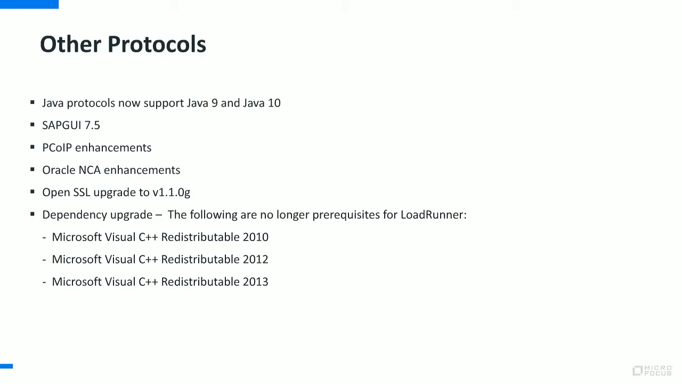For the PCoIP protocol, we actually enhanced the desktop pool support with the ability to sync on bitmap timeout per step. For the Oracle NCA protocol, it now actually has a new runtime setting that enables connecting to one or more multiple IP addresses. We upgraded OpenSSL to version 1.1.0g, and if you are familiar with the installation of LoadRunner, we no longer require the prerequisites for the Microsoft Visual C++ redistributables, and those are for versions 2010, 2012, and 2013.